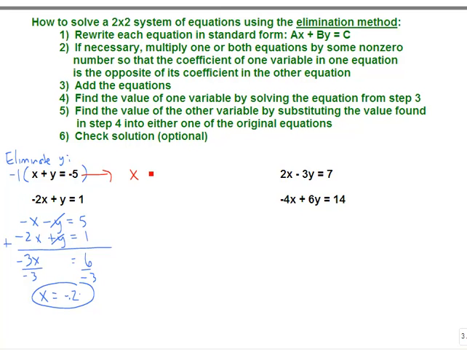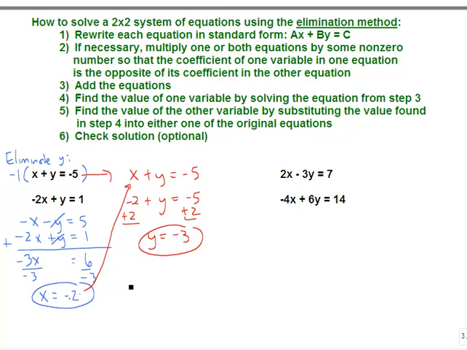So I'm going to take that equation, I'm just going to recopy it, and now I'm going to substitute in -2 for that x. And if I solve this for y by adding 2 to both sides, we get y equals -3. So our two solutions are going to be -2 for x and -3 for y. So here's our final solution. Okay, so that's called elimination.